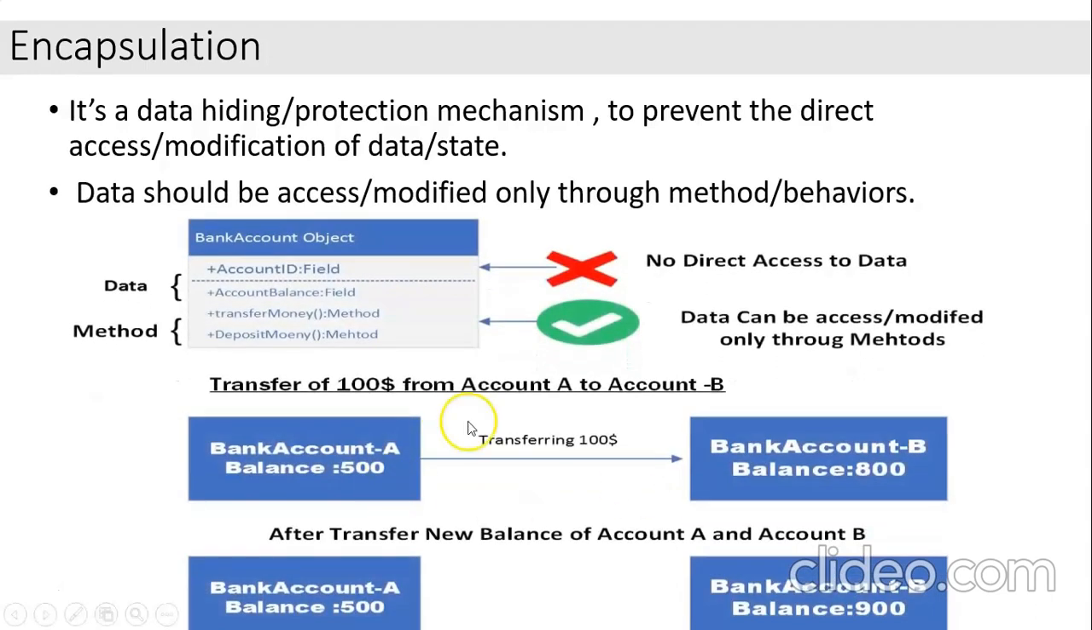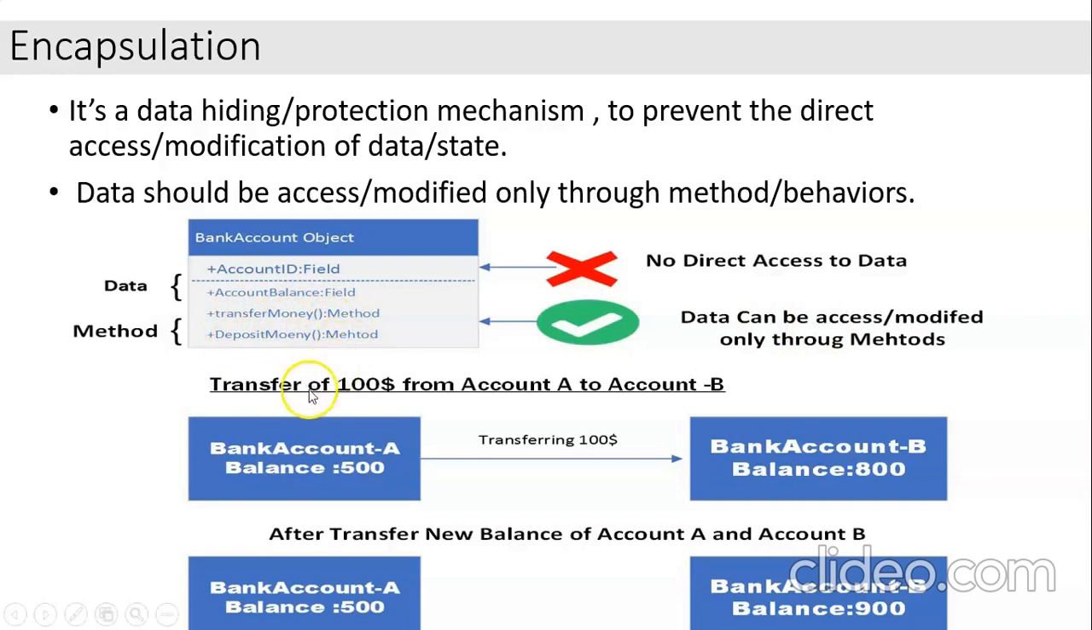Now look at some real-life examples. We have a bank account object, and the bank account object has fields like account ID and account balance. And it has methods like transfer money or deposit money. Now encapsulation says no one should be directly able to access this data like account ID or account balance. But this data should be accessed through well-defined methods like transfer money or deposit money.